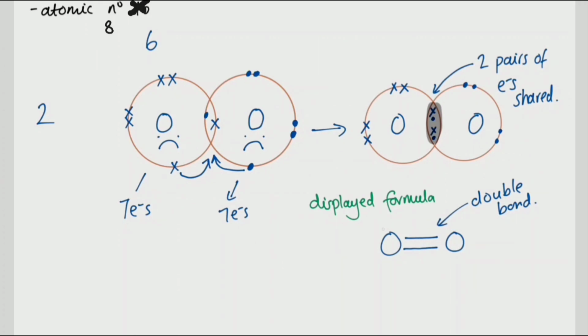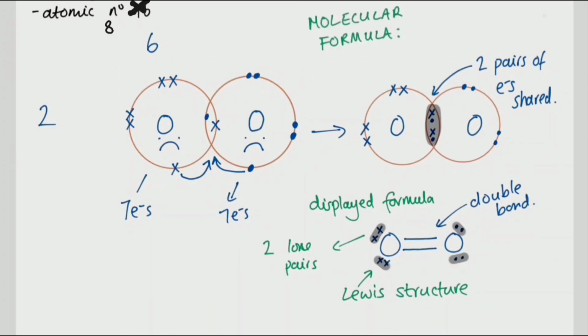We can also add the other electrons. So you'll have 4 electrons on each oxygen atom. And this will turn this structure into a Lewis structure. Now each oxygen atom has 2 lone pairs of electrons. And we can write the molecular formula as well. And the molecular formula for oxygen is O2.